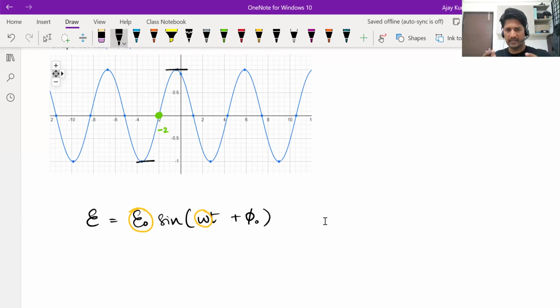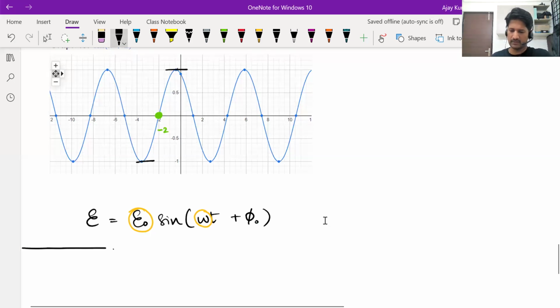Now, in a generator, this is the kind of EMF that we get. Even in hydroelectric power plants or thermal power plants, this is the kind of EMF that is given as the output. Do you know how a hydroelectric power plant works? The basic mechanism, turbines and all. I'm not really sure, sir.